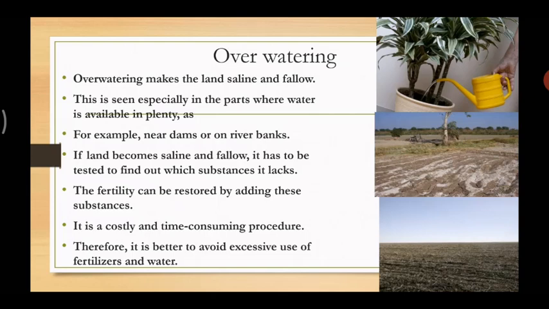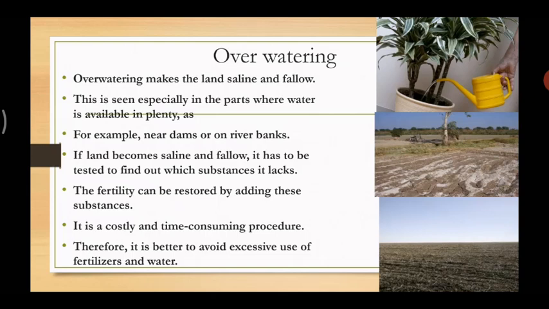As you can see in the second picture, the land gets white in color and you cannot grow crops. It's not good for growing crops, though it is normally used for farming. This type of problem is seen especially in the parts where water is available in plenty. Now where will you see this problem? Mostly you can see it in the second picture.